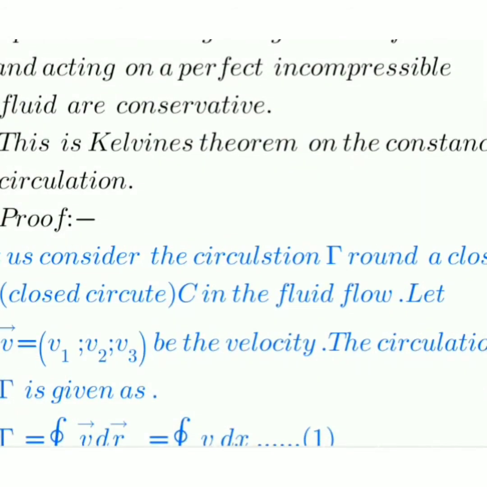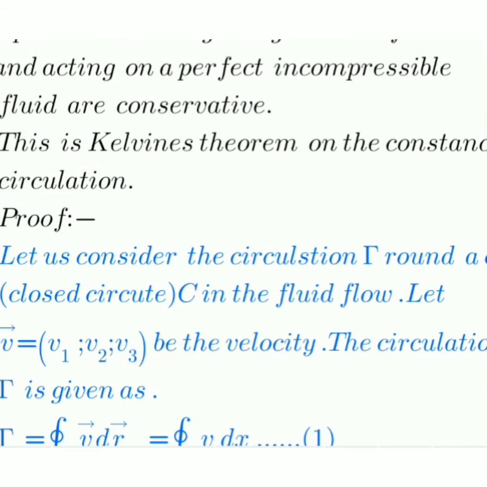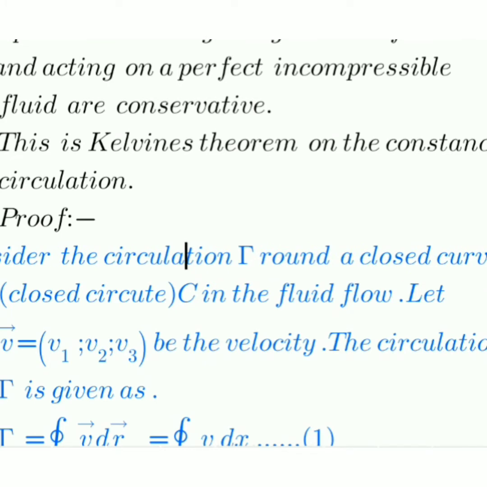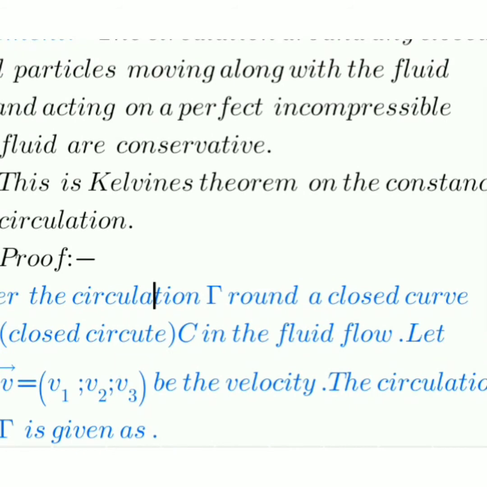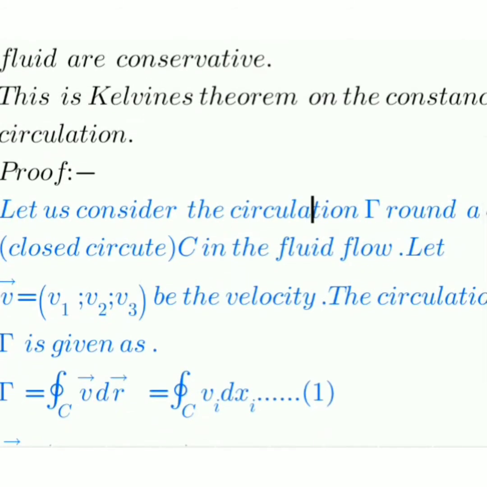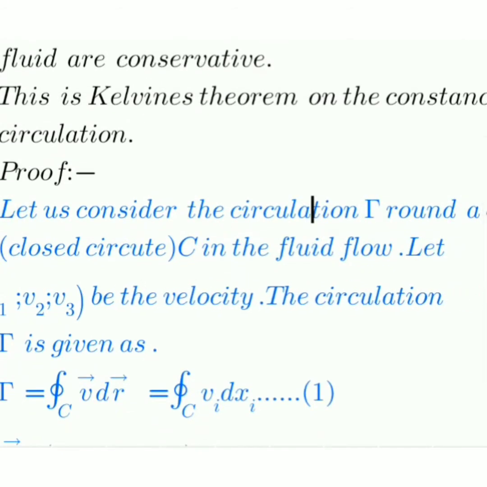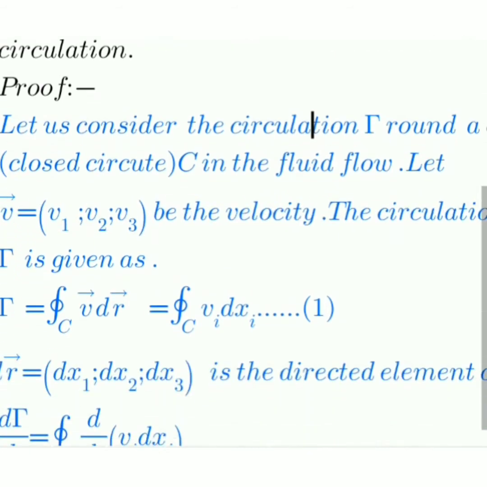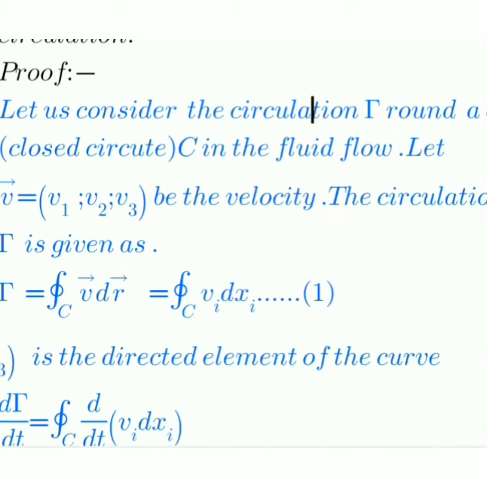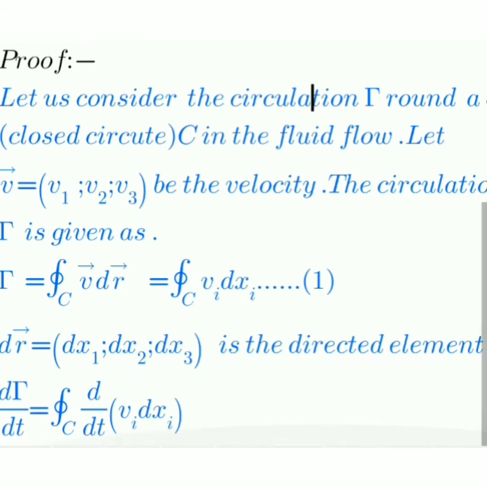So friends, let us consider the circulation gamma round a closed curve, a closed circuit C in the fluid flow, and let V equals (V1, V2, V3) be the velocity. The circulation gamma is given as gamma equals closed integral V·dr equals Vi dxi, where dr equals (dx1, dx2, dx3) is the directed element of the curve.